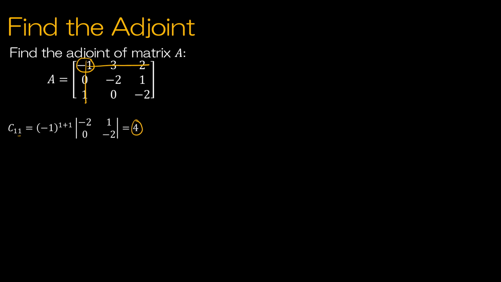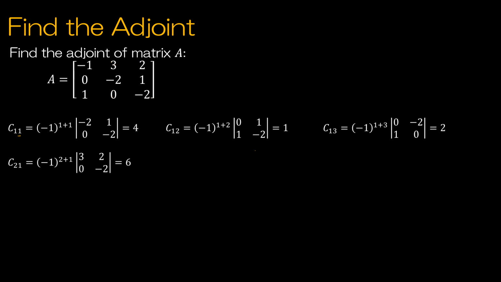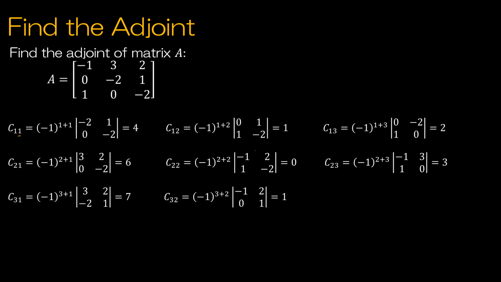And then I would continue for C12. So again, I would take out the first row, second column. That would leave me with -1 to the 1 plus 2, which is going to result in a negative value. So this is going to be -1. I'm left with 0, 1, 1, -2. When I cross multiply, I get 0 minus 1. So this is -1 times -1, and that gives me +1. And I continue that, and I don't want to take up a lot of your time doing easy math, but I'll go ahead and show each of these values, each of these cofactors.